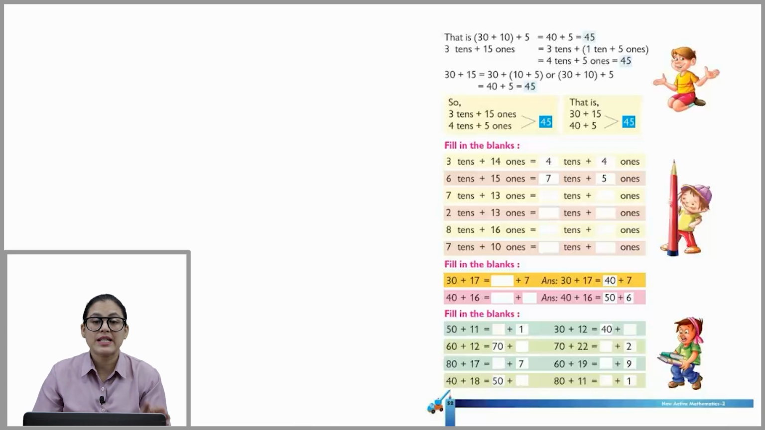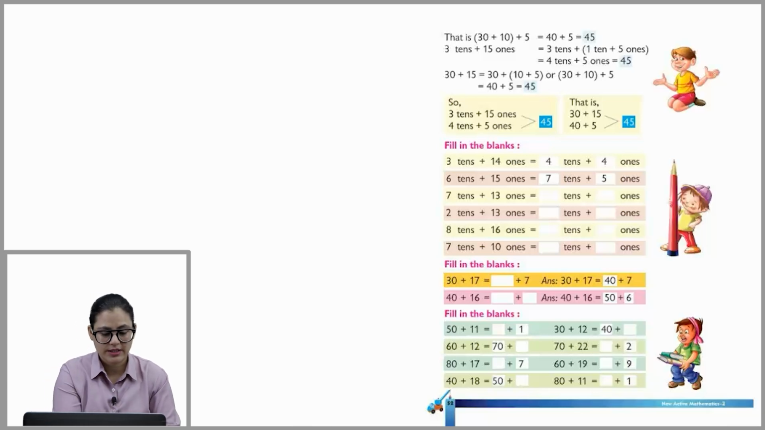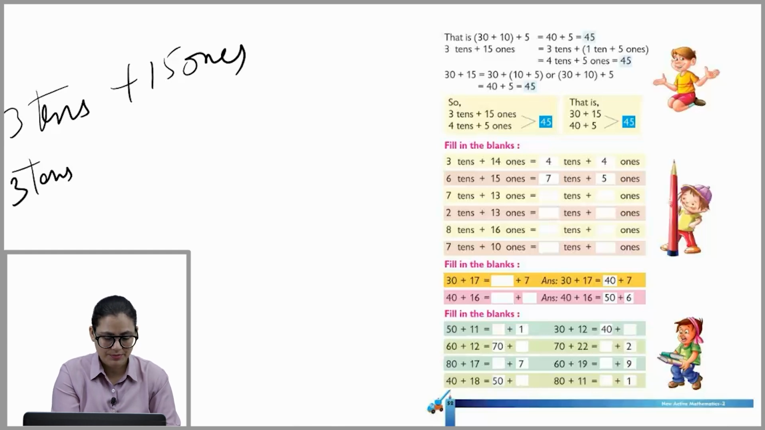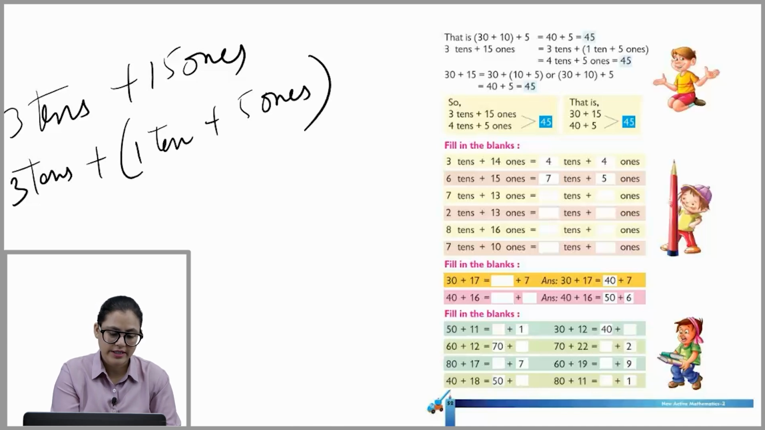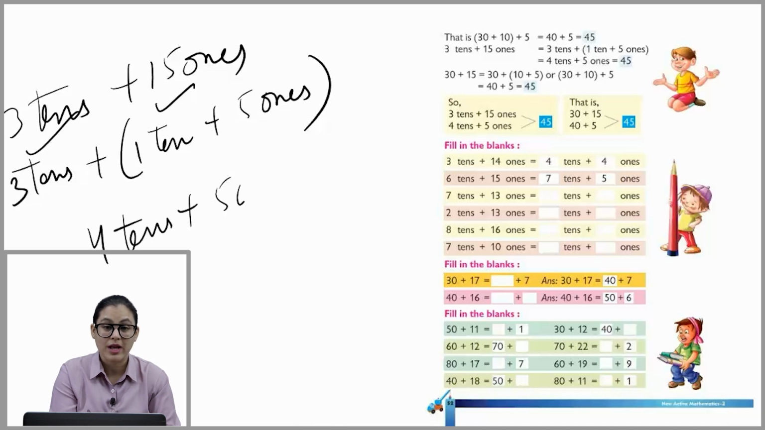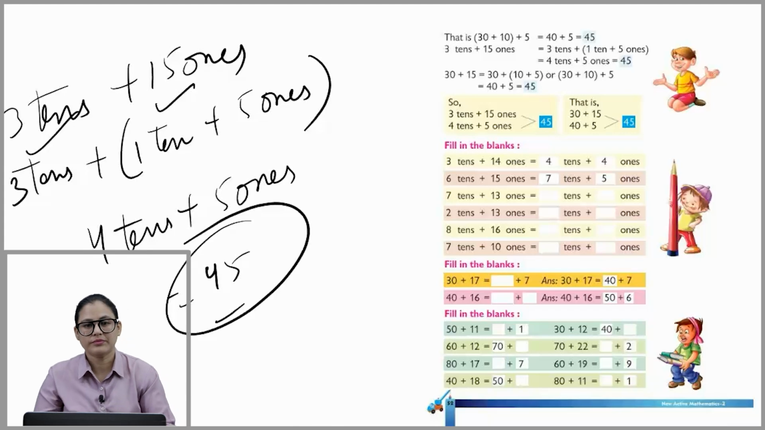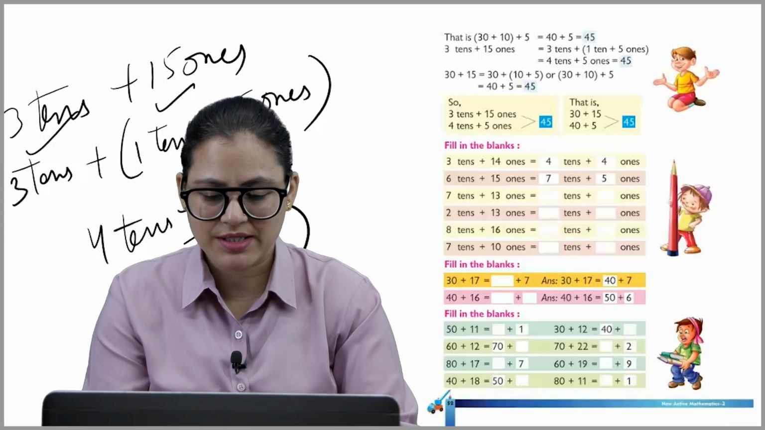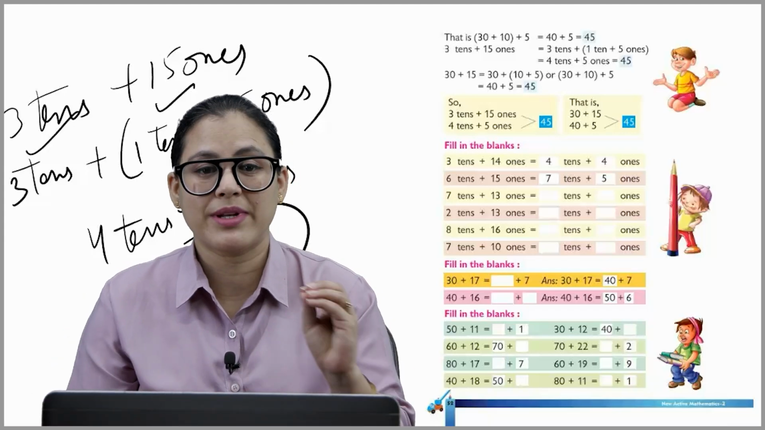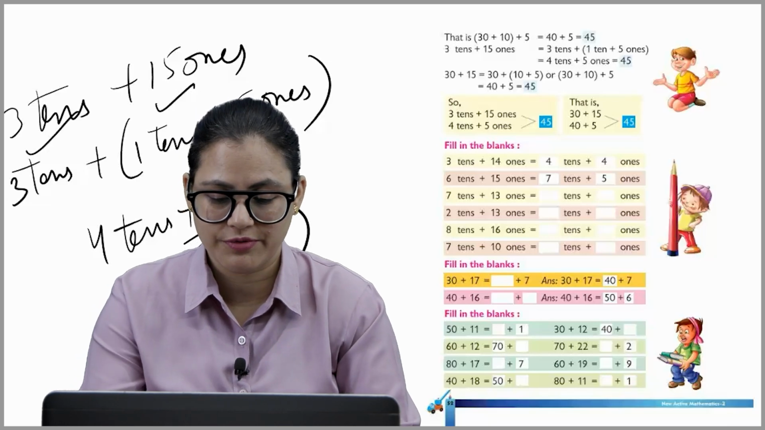That means 3 tens plus 15 ones. See, 3 tens plus 15 ones. We'll write 3 tens as it is, but 15 ones we'll write as 1 ten plus 5 ones. Then we'll add the tens: 3 tens and 1 ten, so 4 tens plus 5 ones. That is 45. So 3 tens plus 15 ones or 4 tens plus 5 ones is equal to 45.